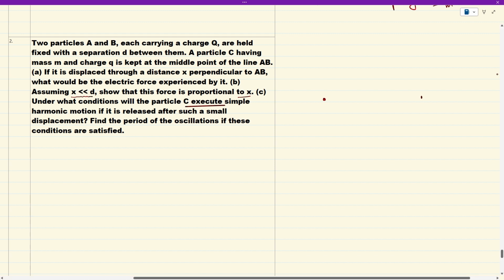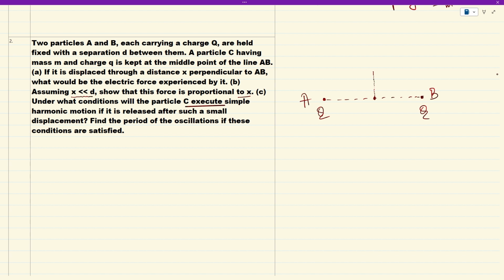A and B, these are two charges Q each. They are kept separated by distance D between them. This particle is A, this one B. Particle C is kept here, having charge Q. It is displaced through a distance x. This particle at C, you have taken to some other point, say C dashed, by distance x. This one has charge Q. It is displaced by distance x. And they ask you to assume x is very smaller than D.